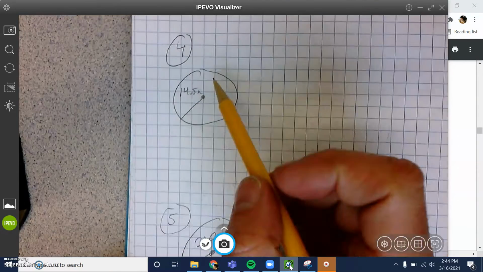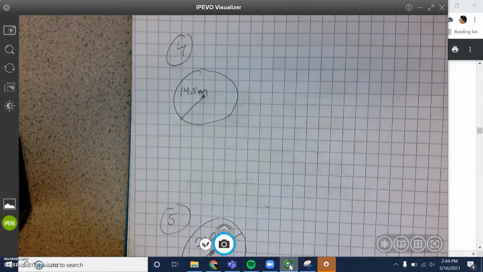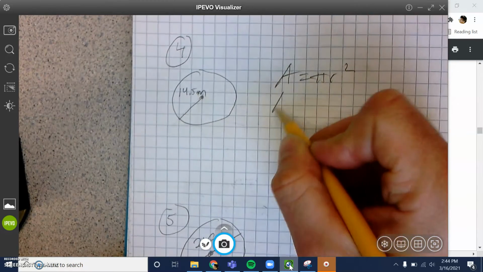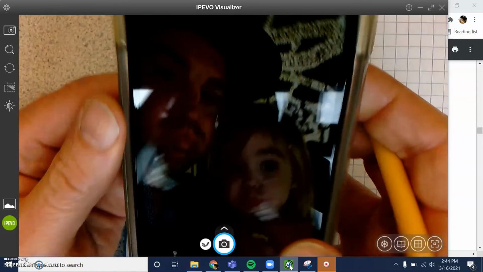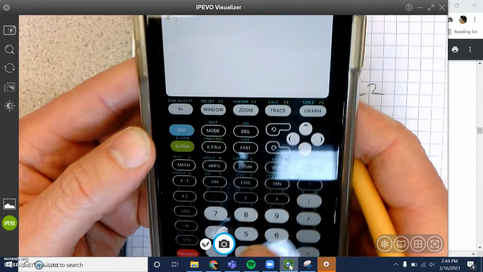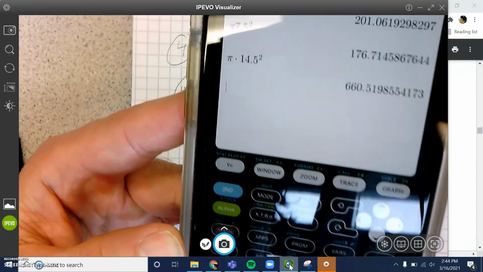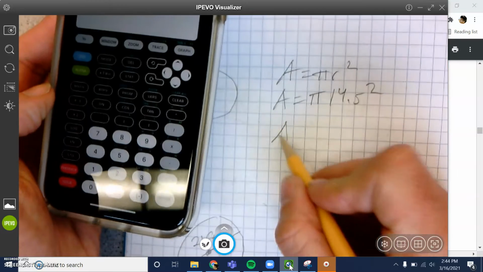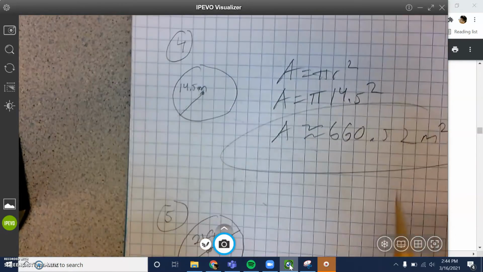Ready? Number 4. This is 14.5 meters. Ready, set, find the area, go. All right, so you've got area equals pi r squared. Area equals pi times 14.5 squared. Let's see it. Pi times 14.5 squared is 660.52. So area is approximately 660.52 meters squared, or square meters.